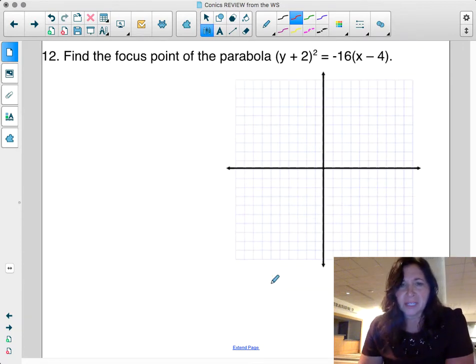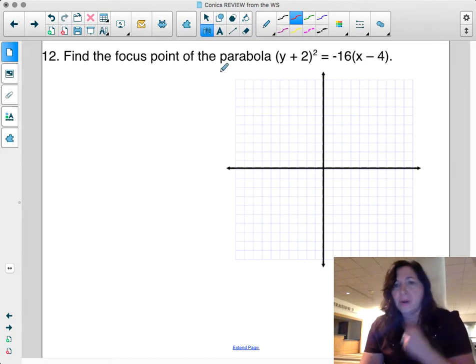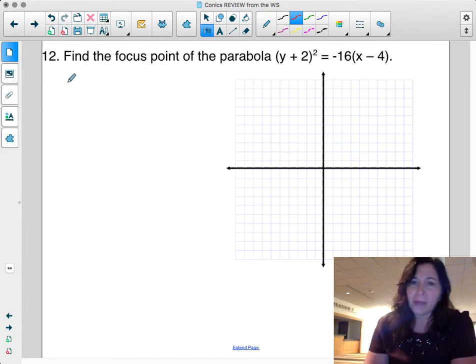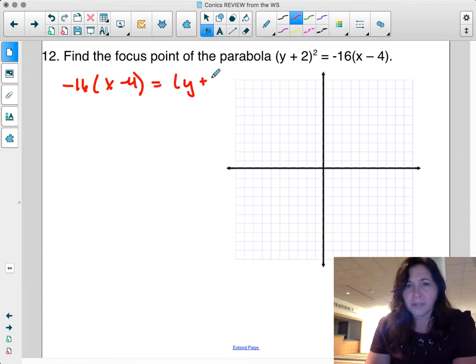The next question says, find the focus point of the parabola. So what I see here is this. I'm going to rewrite this so that my squared term is on the right. So I have negative 16 times the quantity x minus 4 squared is equal to y plus 2 quantity squared.